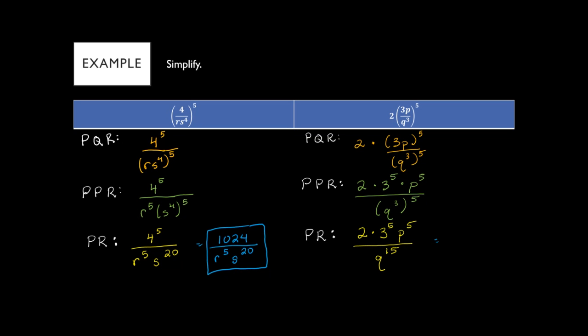So now I want to simplify 2 times 3 to the fifth, because I'm kind of running out of room here. 3 to the fifth on my calculator is 243. So this is 2 times 243, which gives me 486. So the number portion is going to be 486. Then p to the fifth over q to the 15.